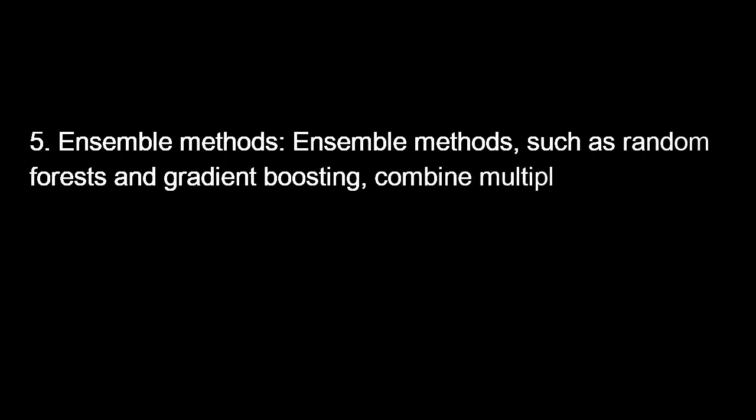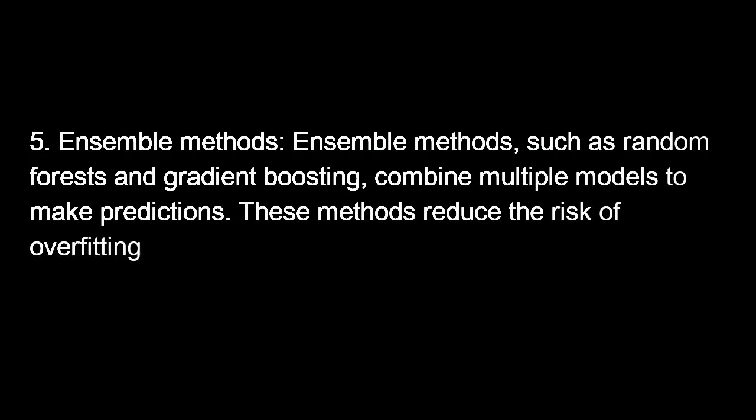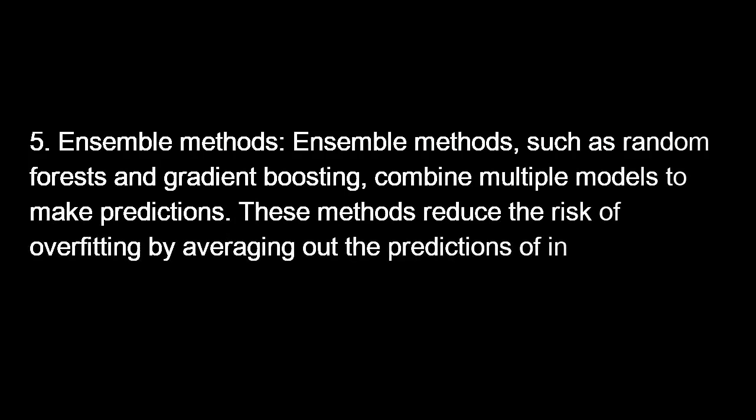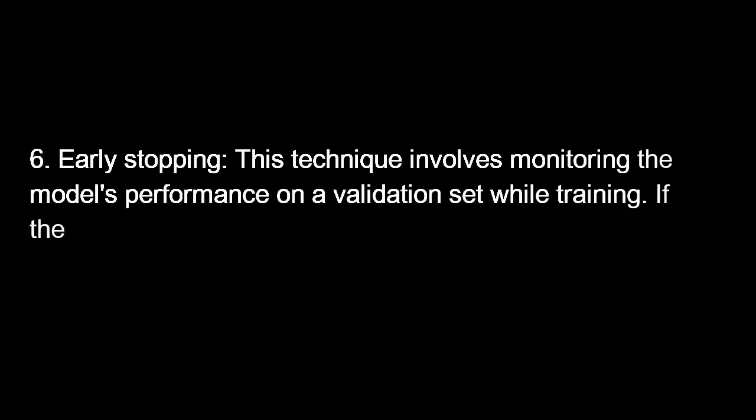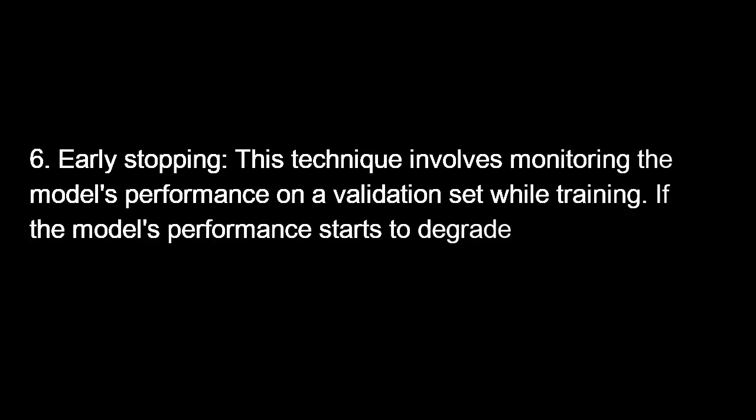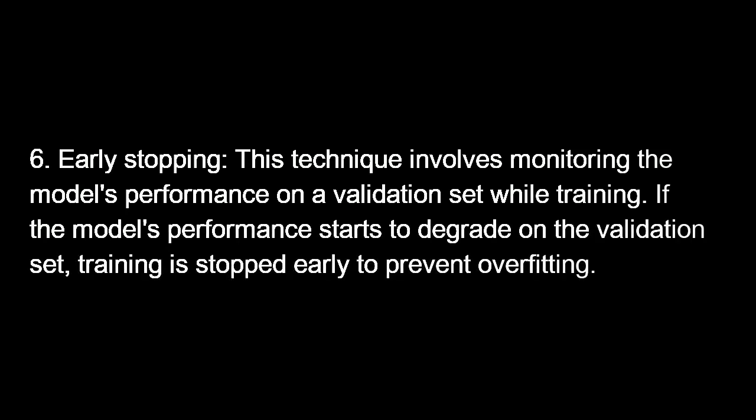5. Ensemble methods. Ensemble methods, such as random forests and gradient boosting, combine multiple models to make predictions. These methods reduce the risk of overfitting by averaging out the predictions of individual models, resulting in a more generalized and robust model. 6. Early stopping. This technique involves monitoring the model's performance on a validation set while training. If the model's performance starts to degrade on the validation set, training is stopped early to prevent overfitting.